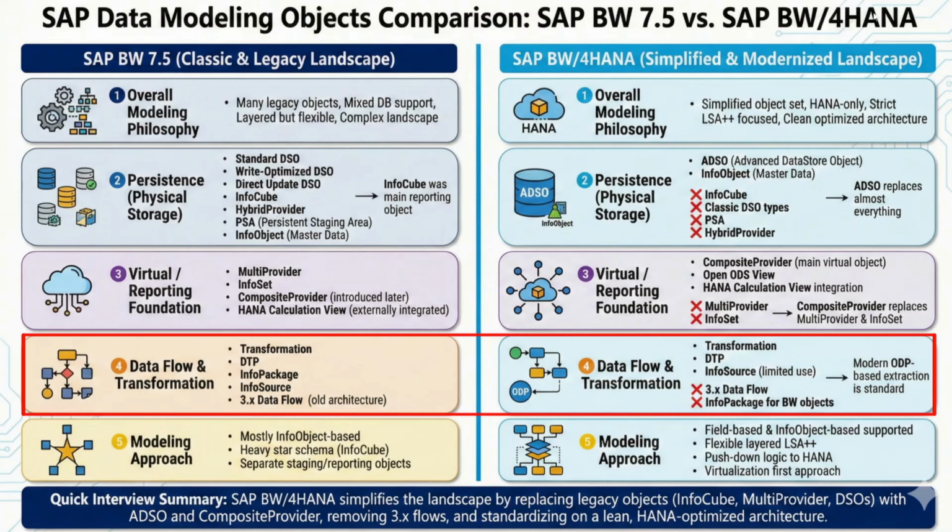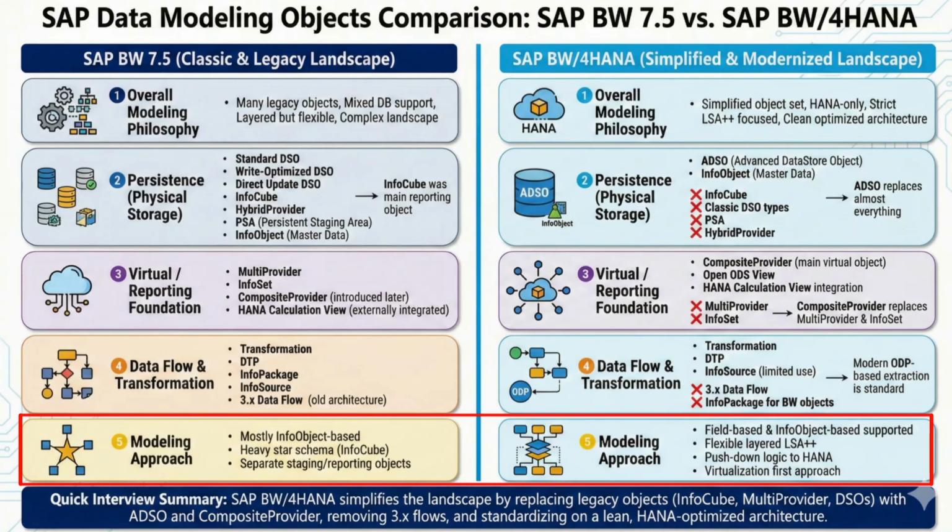Now, for data flow and transformation, we see even more cleanup. Older tools like info packages and 3.x data flow have been entirely removed. The system now uses a modern, standardized flow to move your data. Finally, number 5 is the modeling approach, where we are moving away from heavy, complicated designs like the old star schema. Instead, BW for HANA focuses on a virtualization-first approach.